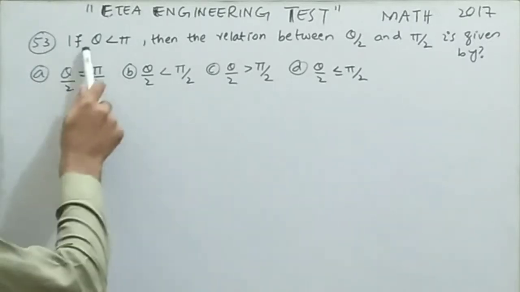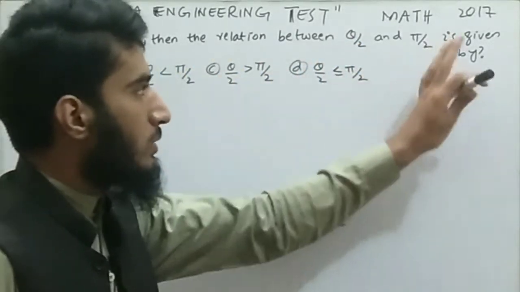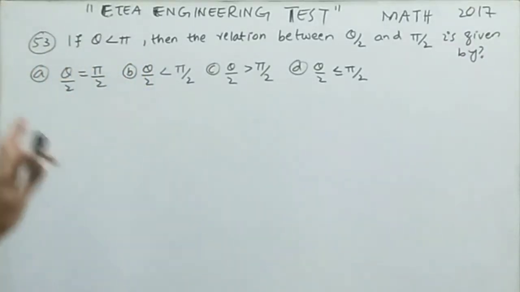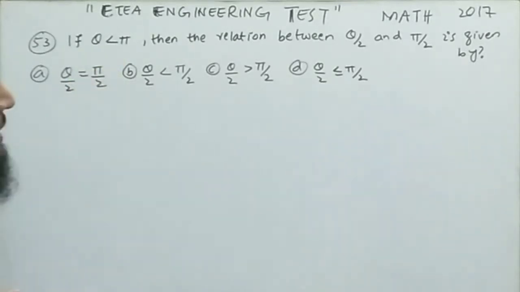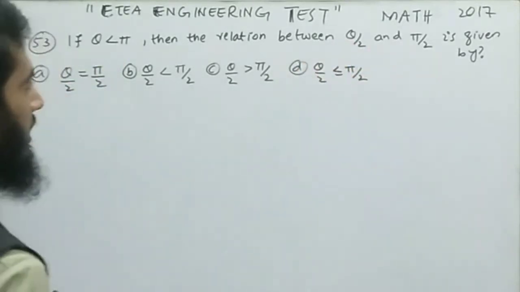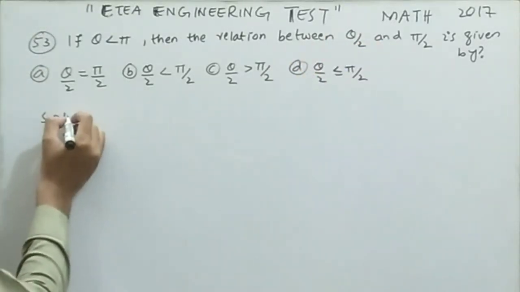It tells that if theta is less than pi, then what is the relation between theta by 2 and pi by 2. This is actually the statement of this question, MCQ number 53. They tell that if theta is less than pi, then what will be the relation between theta by 2 and pi by 2? So move to the solution of this MCQ number 53.